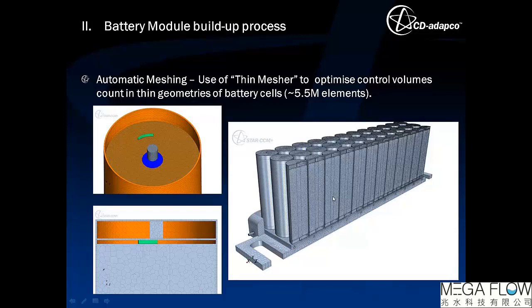We now need to discretize this domain. To do so, we will use the Star-CCM+ automatic meshing capability, and especially the thin mesher, which will be used to optimize the control volume count in the thin geometries of the battery cells. In total, we have about 5.5 million elements for this simulation.